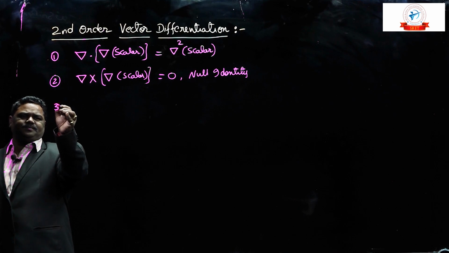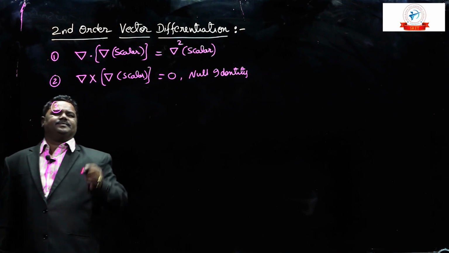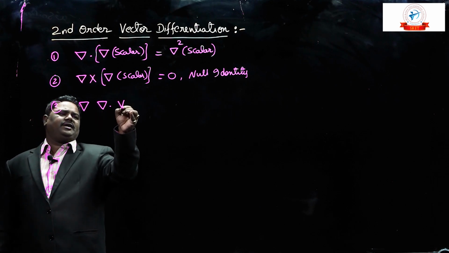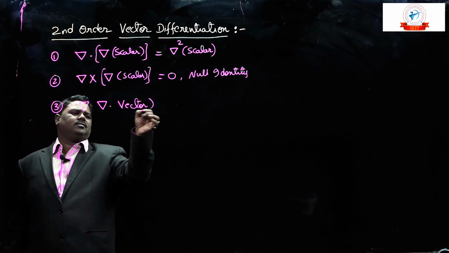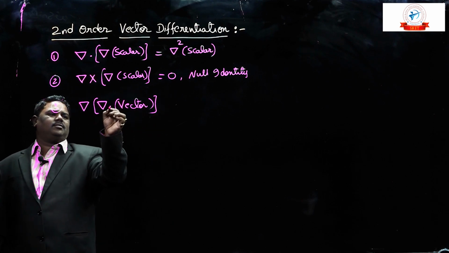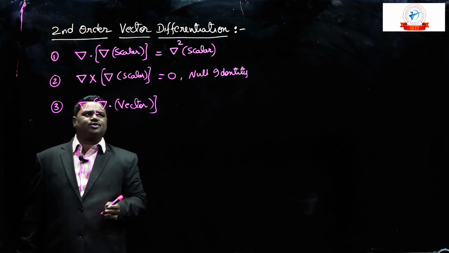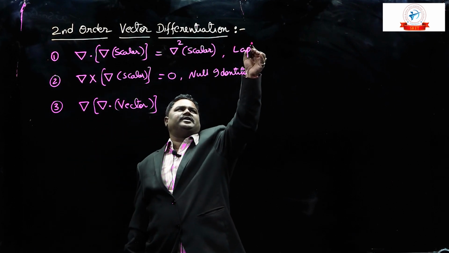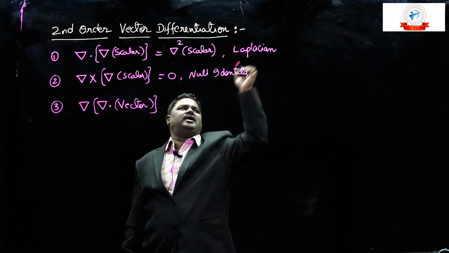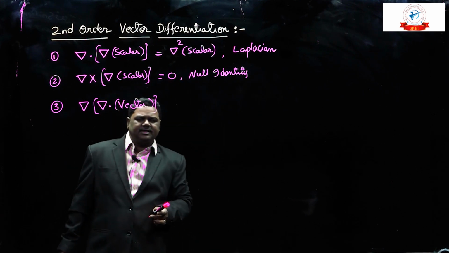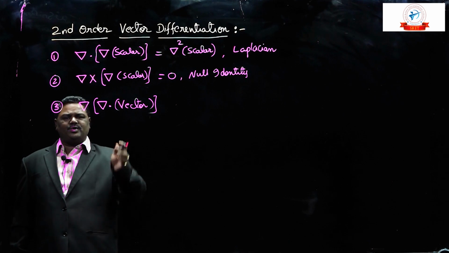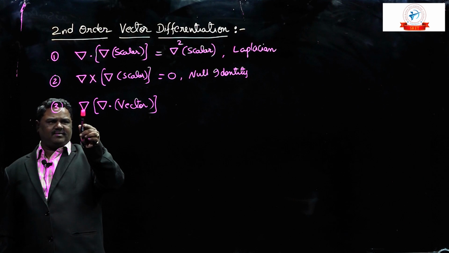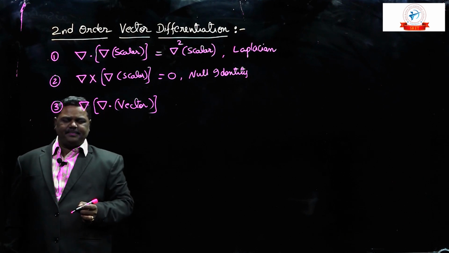Next, the third one is gradient of divergence of a vector. Actually for the first two we have special results, that's why we have special names here. The first one is the Laplacian operator, the second one is null identity. For the third one there is no special result, that's why we don't have any special name for it. So we just read it as it is: gradient of divergence of a vector.